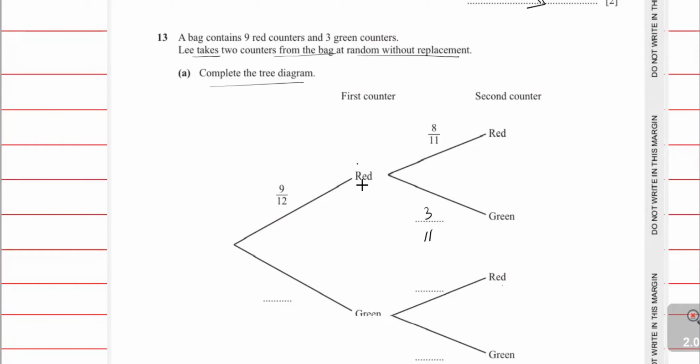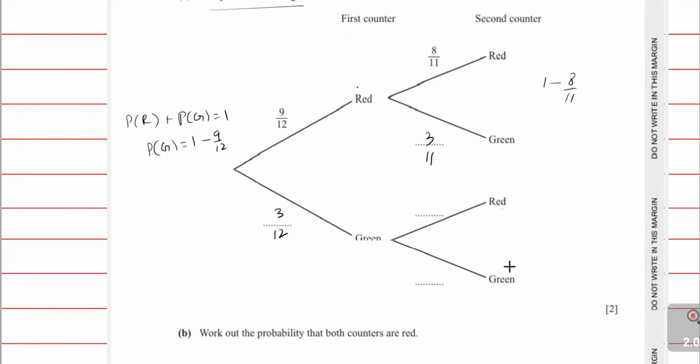To complete the tree diagram, we see the given probability. Here the probability of red is 9 over 12 and the probability of green here is not given. The probability of red plus the probability of green will be equal to 1. Therefore, if we subtract 9 over 12 from 1, we get 3 over 12. This is the probability of green. And when we subtract 8 over 11 from 1, we get 3 over 11. This is the probability of green.